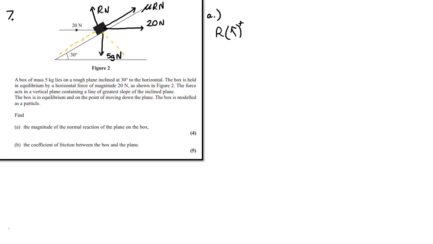Splitting this into components, the first thing we can note here is this angle of 30 degrees means that this angle here will also be 30 degrees, just using properties of lines and angles. And same here, this angle will also be 30 degrees. Now we can split this into components by considering both forces individually.